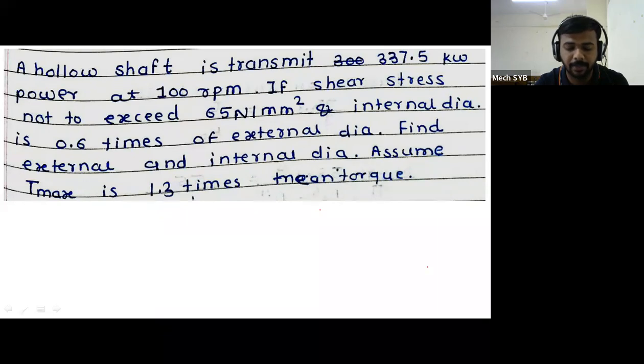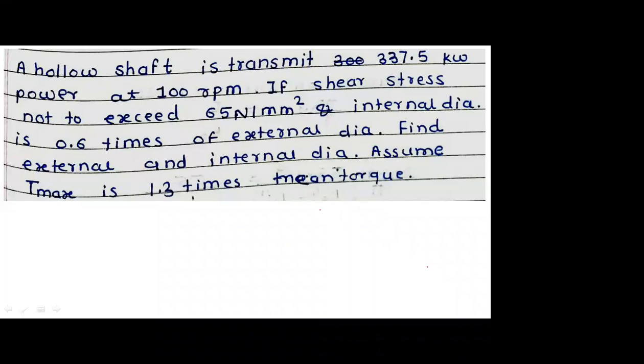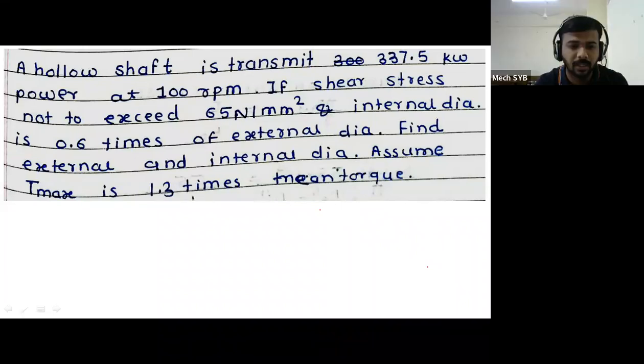Based on the design of shafts, as already I have told, design of the shaft will be based on the shear stress and the angle of twist. That means the torsion formula is divided into two different parts: one based on the shear stress and another based on the angle of twist. How to identify which one? We need to read the statement carefully and check whether shear stress is given or angle of twist is given.